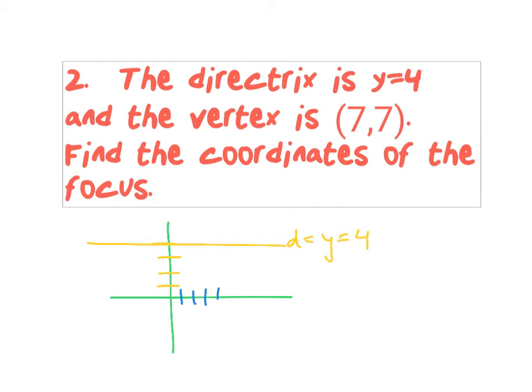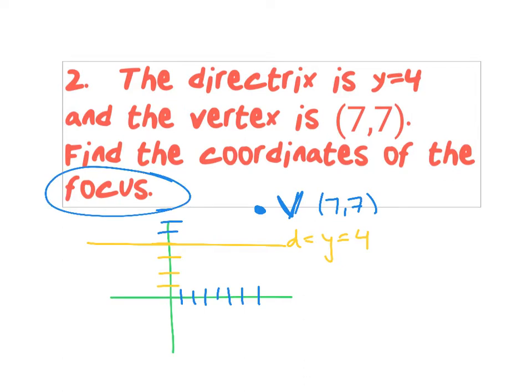2, 3, 4, 5, 6, 7. That's 4, 5, 6, 7. Okay, I'm going to put a V there for vertex, (7, 7). So this time I'm asked to find the focus. Now remember, the focus is inside the parabola, and the vertex is how that parabola opens.